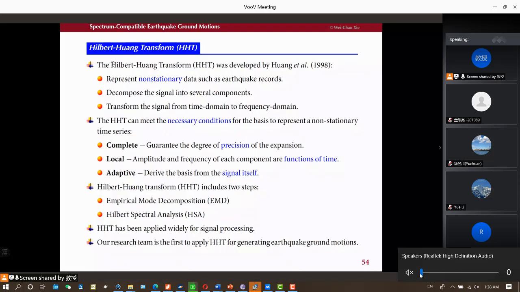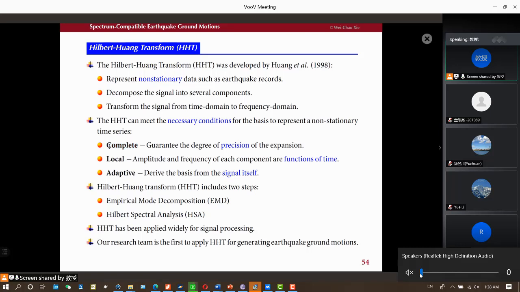Hilbert-Huang transform is complete. That means it guarantees the degree of precision of the expansion. You can achieve the required accuracy. It's local, which means the amplitude and the frequency of each component are functions of time. And it's adaptive. That means we derive the basis from the signal itself.